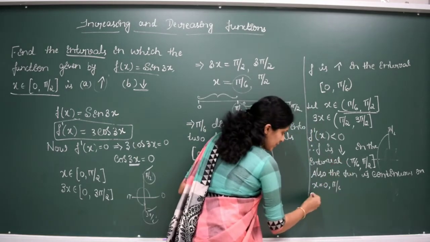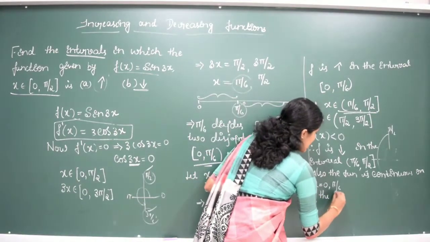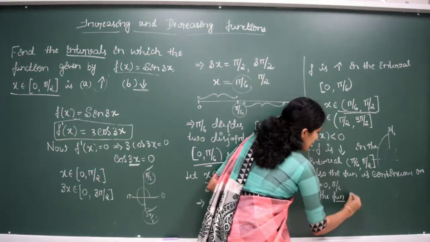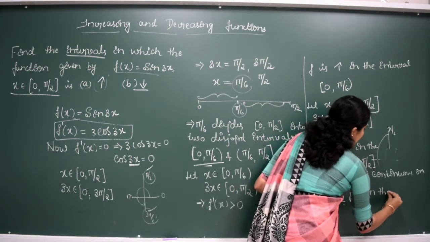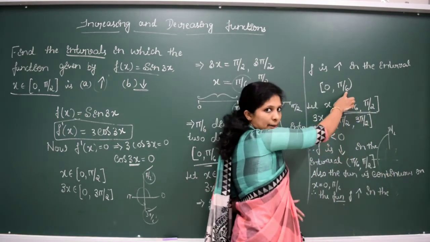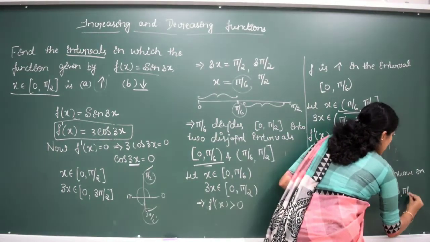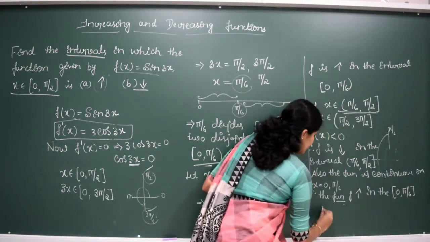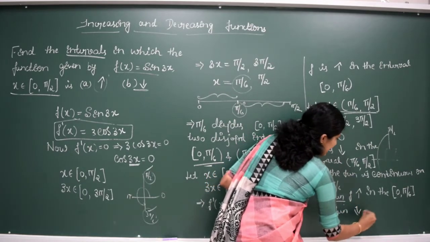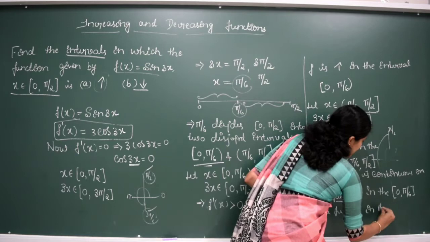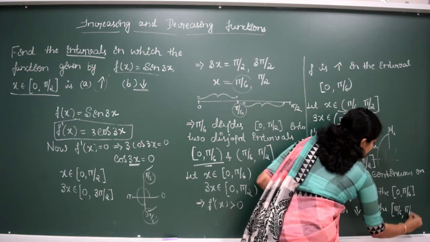So what we can write by using a theorem, the function f is increasing in the interval, we can include pi by 6 also, 0 to pi by 6, and the function is decreasing in the interval pi by 6 to pi by 2.